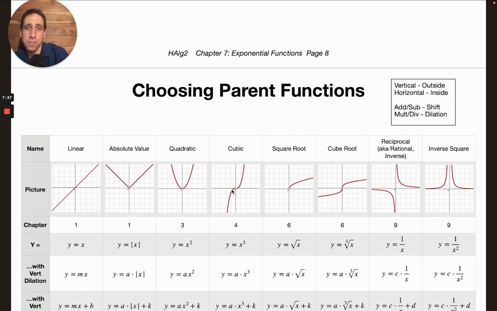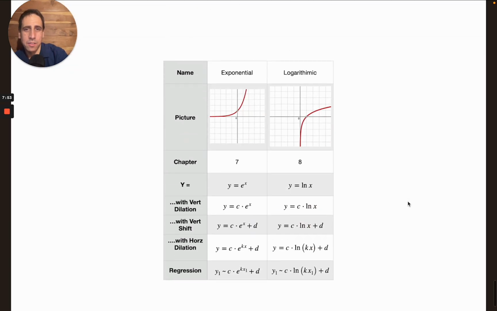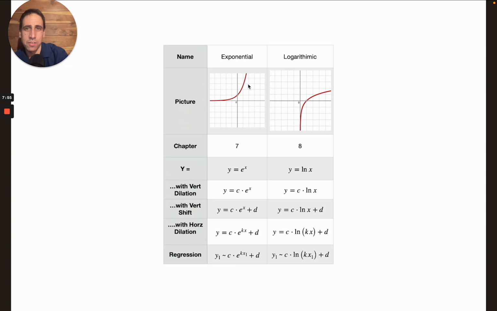Here are all the parent functions that we have talked about already. Now you remember the square root curve and the cube root curve from chapter 6, the cubic curve from chapter 4. Well, we're going to do chapter 9, and we're going to learn about these curves too. And then on the back, we just finished chapter 7. There's the exponential curve. You notice the base e. And then the logarithmic curve here we learn about after we do our chapter 7 project.